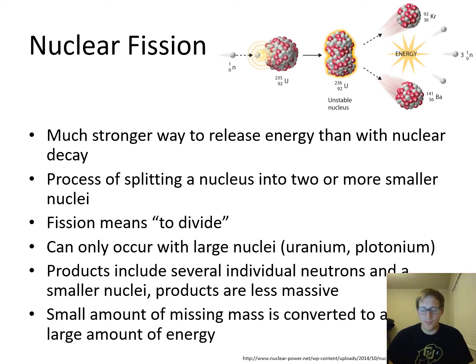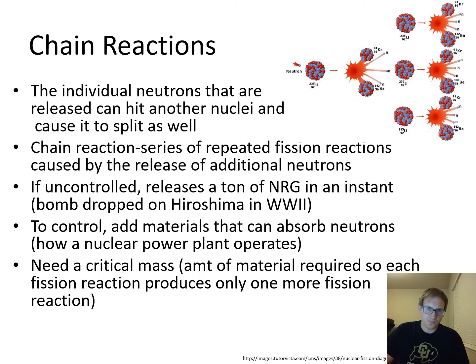Same thing happens in a nuclear bomb. When we drop a nuclear bomb, a neutron splits an atom, that atom splits two atoms, and those split four atoms, and what we get is an immense amount of energy produced by these chain reactions of nuclear fission. Which is where I go next. The individual neutrons that are released can hit other nuclei and cause them to split as well. A chain reaction is a series of repeated fission reactions caused by the release of additional neutrons. Once one gets split, more neutrons are emitted, which split more atoms, which means more neutrons are emitted, and so on and so forth.